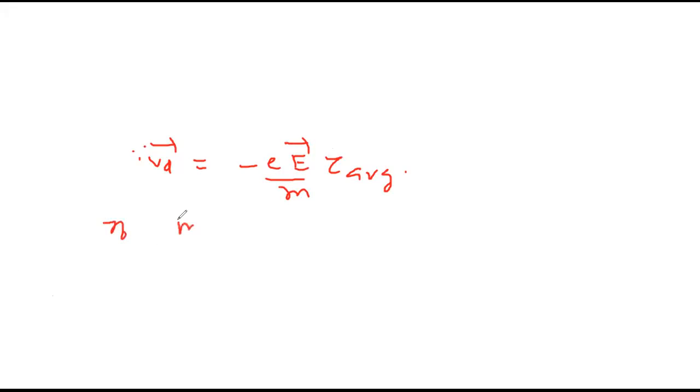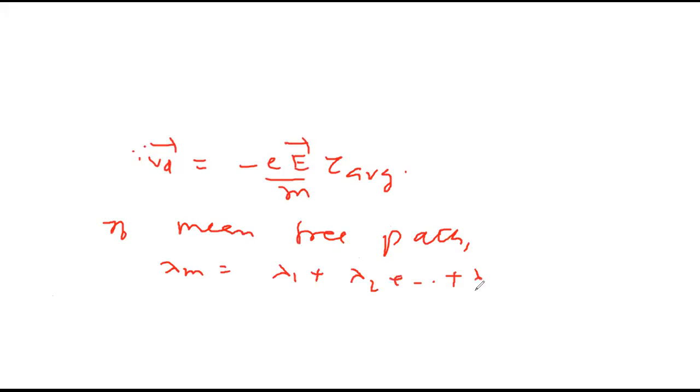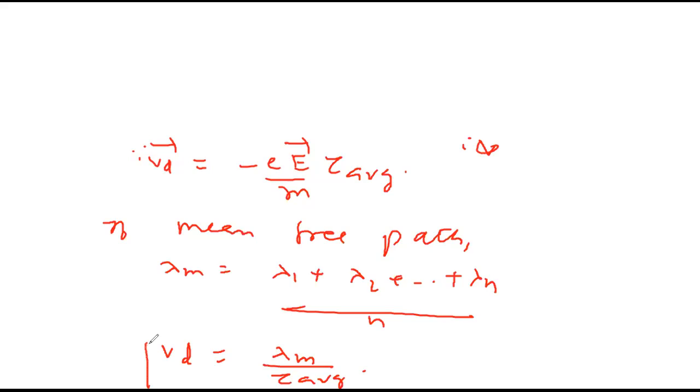If mean free path lambda m is the average of all the free paths, so I can say drift velocity Vd is average distance, that is total distance upon total time, which is called average velocity. So it is also lambda m upon t average. This is our second formula.